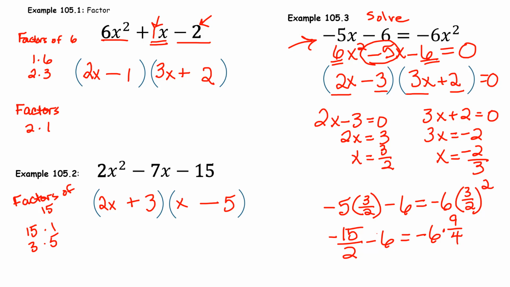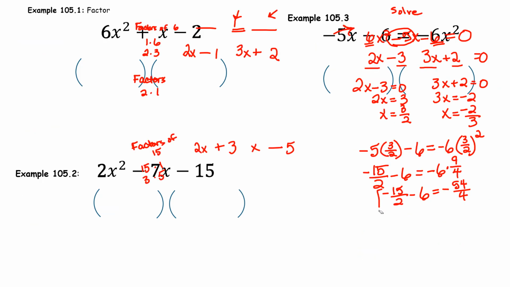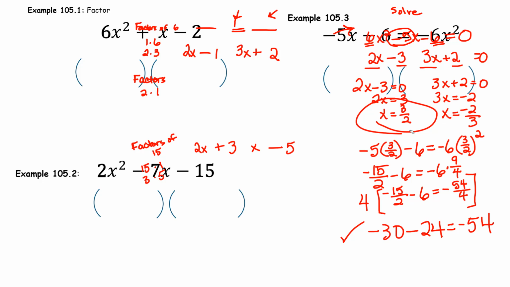And so that would mean I would have -15/2 minus 6 is equal to -54 over 4. And if I multiply this equation by 4, the 4 and the 2 will cancel, and I'll have negative 30. And then the 6 times 4 is 24. And then negative 54 over 4 times 4 is just negative 54. And this is a true statement, so I know that 3/2 is a solution of this equation.